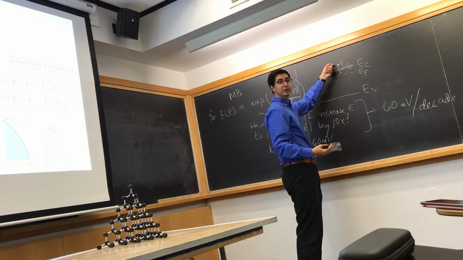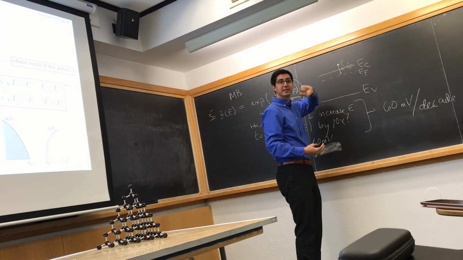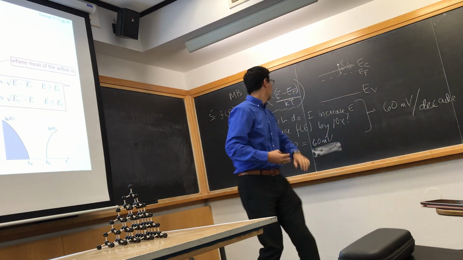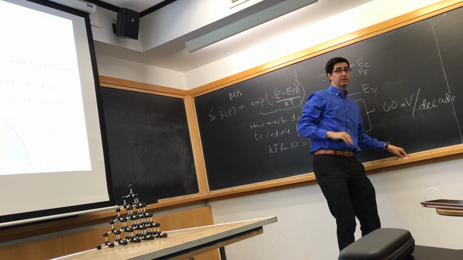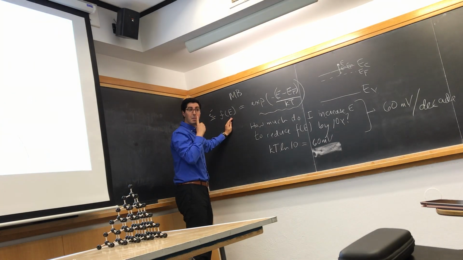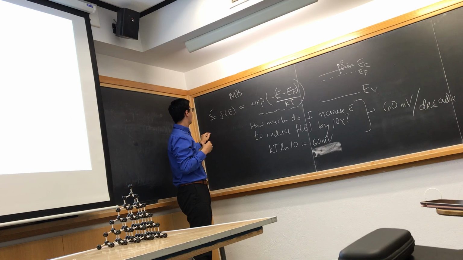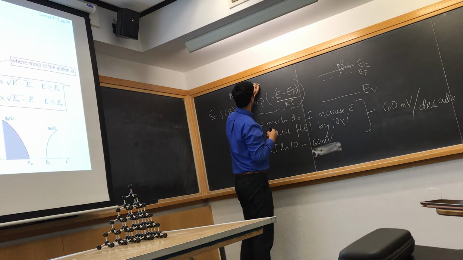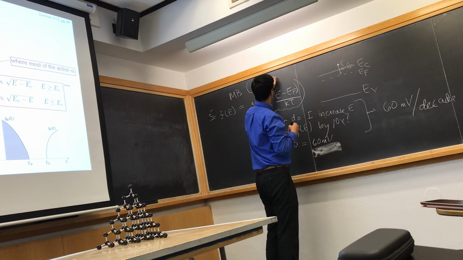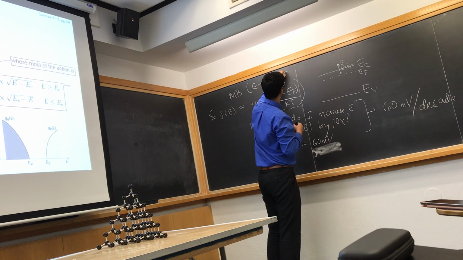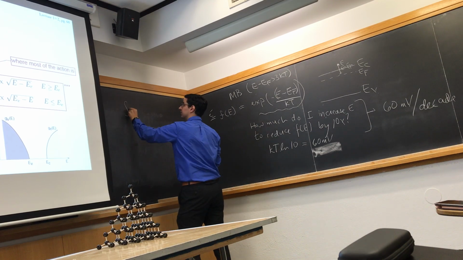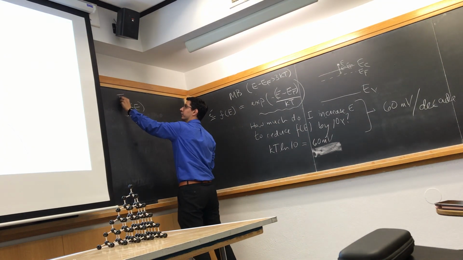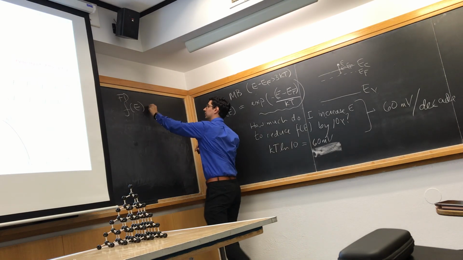So if I'm at some point here, and this is 60 millivolts above the band edge, and this is all assuming my Maxwell-Boltzmann approximation is valid. Somebody want to remind me when this approximation is valid? Yeah, so this is valid when E minus EF is greater than 3 kT. The most fundamental form of this is the Fermi-Dirac version. This is the true version.